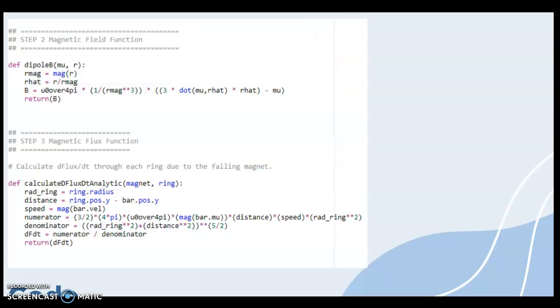Next, we create the magnetic field function and calculate d flux dt through each of the rings due to the falling magnet. Now we visualize the code by calculating the magnetic force from the tube on the magnet, computing d flux dt for the ring due to the falling magnet, coloring each ring according to the current, either counterclockwise or clockwise, calculating the magnetic force on the magnet, and finally plotting the graph of velocity versus time for the magnet as it drops.